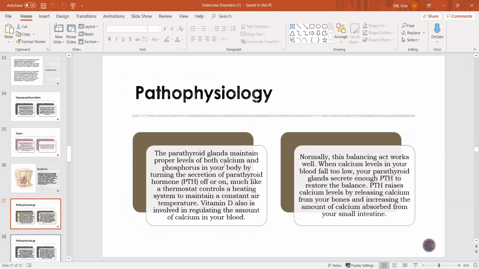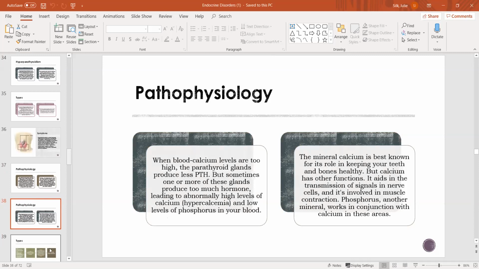The parathyroid glands are supposed to maintain your levels of calcium and your phosphorus in your body. If you think of a light switch on a wall, it works like that. It can turn on or turn off depending on what your body is doing, right? Normally this works really well, and if your calcium levels fall too low, it'll turn on and secrete more. But sometimes it gets out of control and you can get too much. So that's what this is saying.